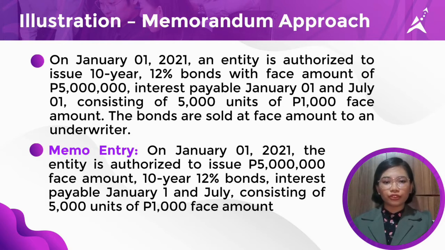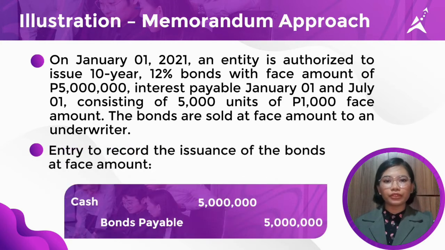So for this transaction, our memo entry is: on January 1, 2021, the entity is authorized to issue 5 million pesos face amount, 10-year 12% bonds. Interest payable January 1 and July 1 consisting of 5,000 units of 1,000 pesos face amount. And of course, to record the issuance of the bonds at face amount, we debit cash and credit bonds payable both for 5 million pesos.